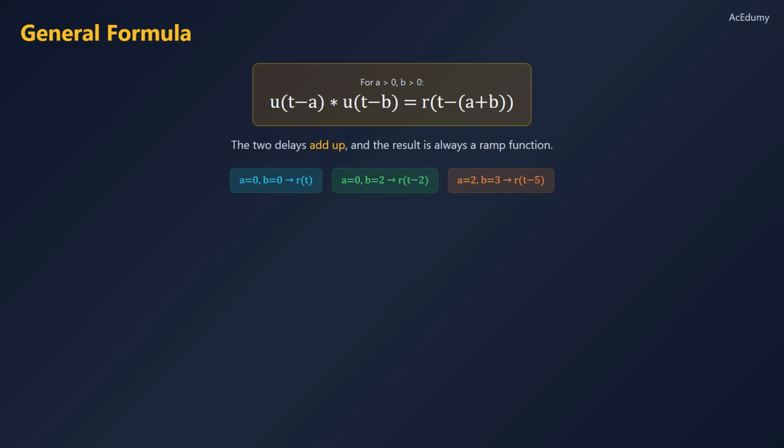Notice the pattern. When we convolve two shifted unit steps, the shift values simply add up. In general, for a greater than 0 and b greater than 0, u(t minus a) convolved with u(t minus b) equals r(t minus the quantity a plus b). The two delays add, and the result is always a ramp function. This powerful shortcut lets us compute step convolutions instantly without setting up any integrals.